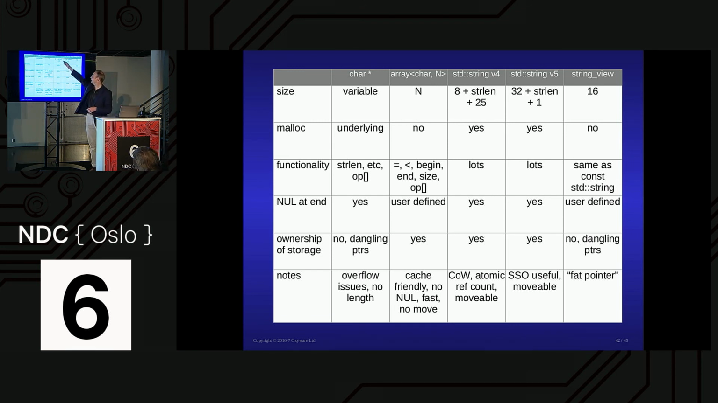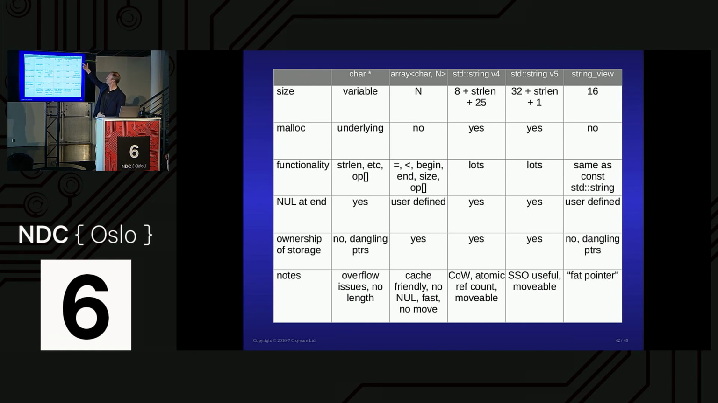Version 4 string and version 5 string have slightly different characteristics in terms of size. Notice with the GCC one, for instance, it's 32 bytes. The Microsoft one is 24 bytes, if I remember rightly, because it's 3 pointers. They haven't got this 4th pointer in there. Lots of functionality, lots of nulls, etc. You don't have to worry about ownership, and you get the SSO kind of stuff.